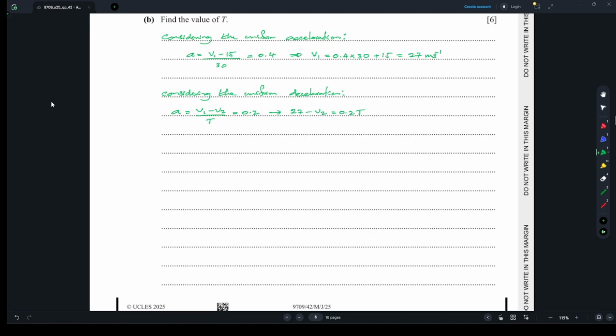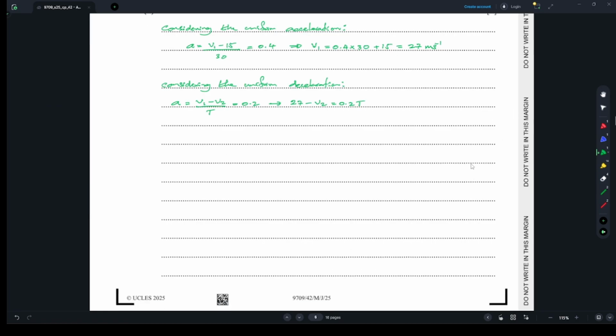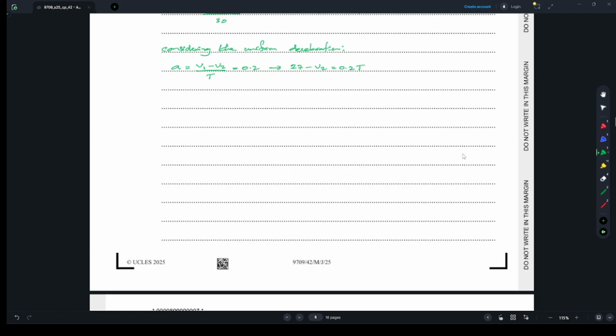Then with this one we can make v2 the subject. v2 equals 27 minus 0.2t. Okay, so let's take that one as equation 1.